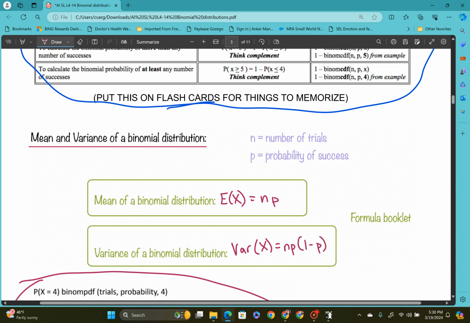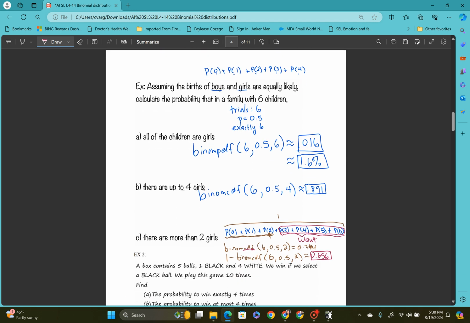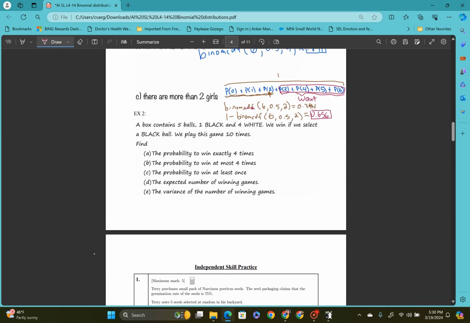Just 2 formulas that are in your formula booklet. We will at some point go through problems like that, but I want to make sure that you understood the actual lesson, which is right here. There are a couple of problems. There's this one for you to do for example 2. So I'm going to pause the video and ask you to try it, and I'll put the answers down for you.